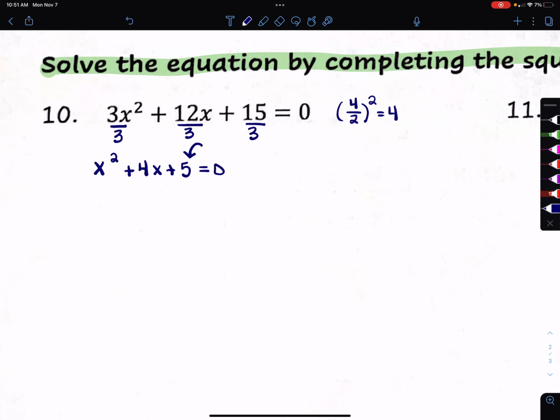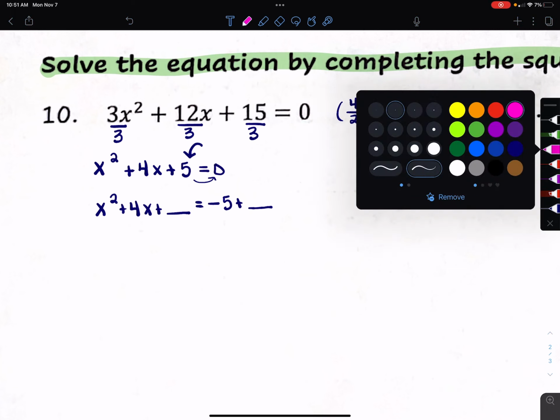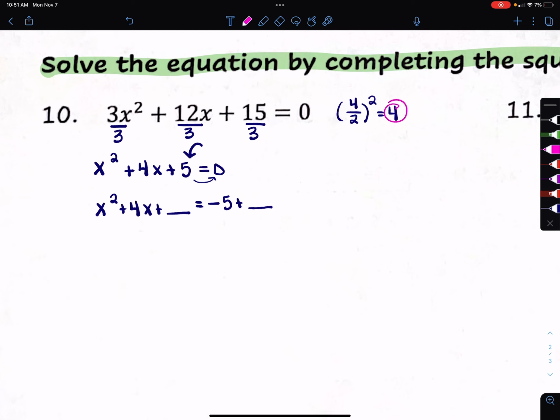So I'm going to move that positive 5 to the other side. So I will have x squared plus 4x plus a blank space is equal to negative 5 plus a blank space. In that blank space, we are going to put b divided by 2 squared, which was 4. Okay. All right, on the left side, this is a perfect square trinomial. So we're going to go ahead and factor that as a binomial squared. So we have x plus 2, because that's half of b, squared is equal to negative 1.